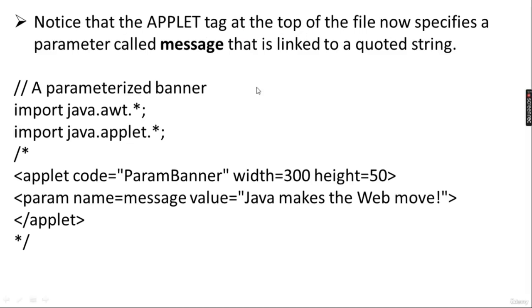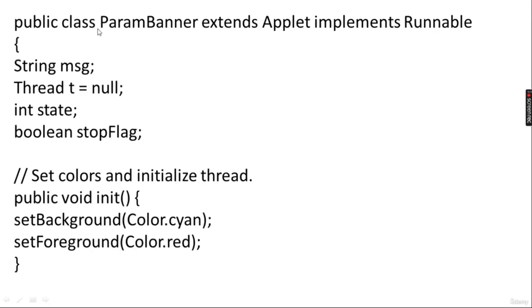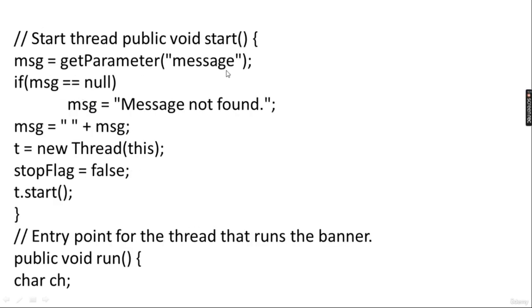The applet tag at the top of the file now specifies a parameter called message that is linked to a quoted string. Okay, message value Java makes the web move, and applet code is ParamBanner with width 300 height 50, and this is the ParamBanner class, which extends Applet implements Runnable. Same example is there, only the string is not hard coded over here. All other strings are the same. Okay, state, stop flag, state is equal to null. Then getParameter message.